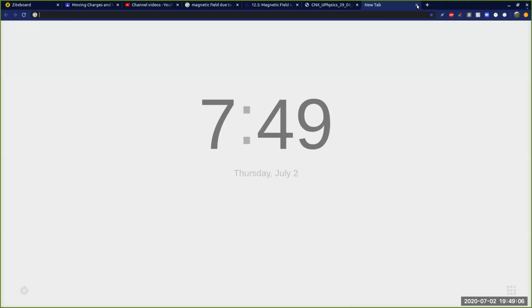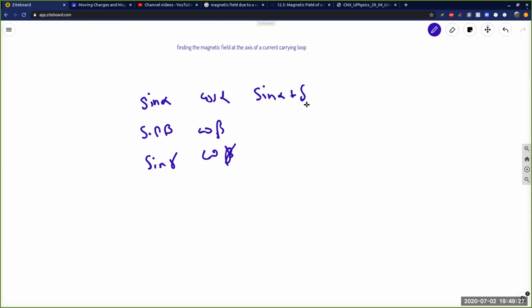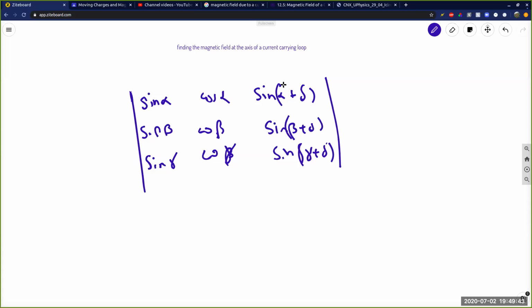So I have a doubt in determinants, sir. Okay. The question is: sin alpha, sin beta, sin gamma in the first row, then cos alpha, cos beta, cos gamma, then sin(alpha plus delta), sin(beta plus delta), and sin(gamma plus delta). Sir, I saw the solution, but I still didn't get it.